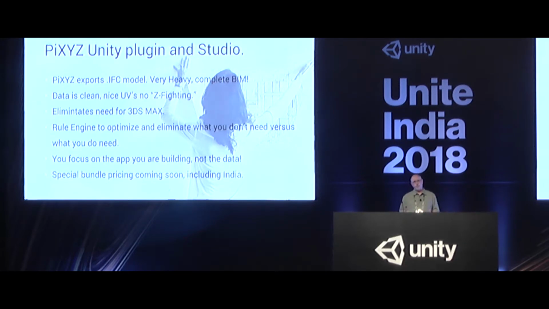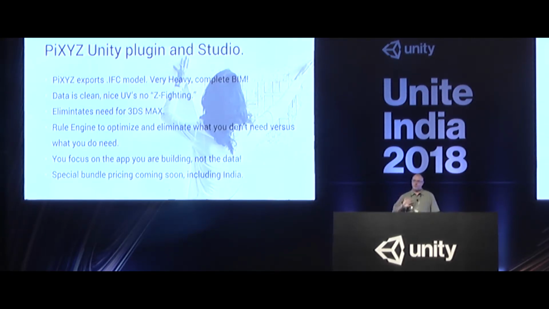These files are huge, they're highly optimized, and being able to work with the IFC data and not the FBX data is a huge win for architects. So it just makes everybody's life easier. As it says there, they're very heavy. It's the complete BIM database. You see all that as a component list inside of Unity. So if you click on the refrigerator, it'll show you all the BIM data.